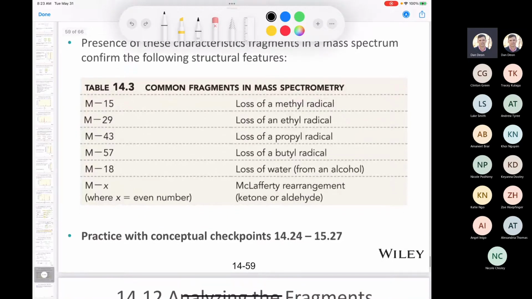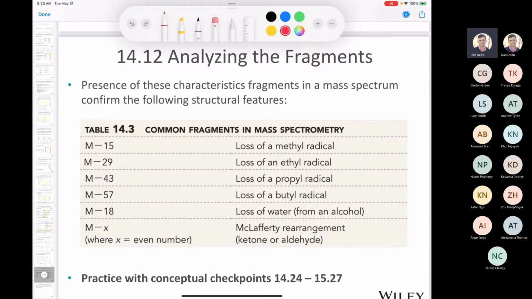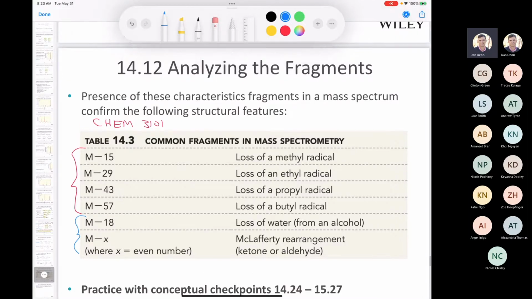In Chemistry 3101, you only need to know a few fragments. So this is Chemistry 3101 fragments that you need to know. The good news is we already covered most of them. We covered the first four: the loss of a methyl, the loss of an ethyl, propyl, or a butyl. There's only two more that we haven't covered yet. Okay, so don't get super stressed about it. There's not that many fragmentations or fragments that we look at in Chemistry 3101. We're just learning the subject.